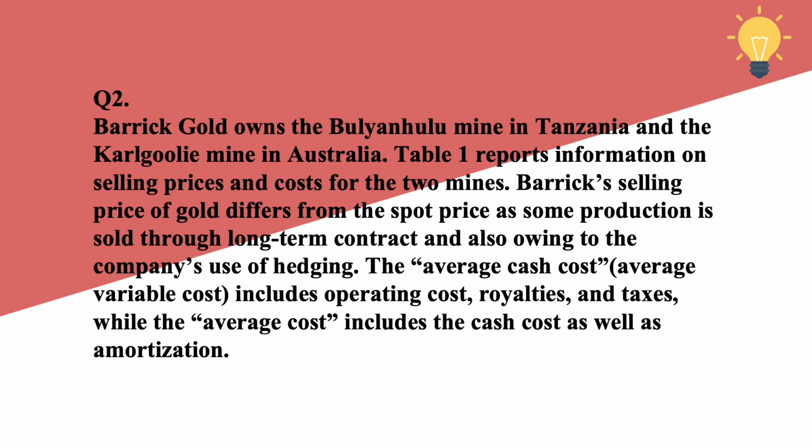Question 2. Barrick Gold owns the Bulyanhulu mine in Tanzania and the Kalgoorlie mine in Australia. Table 1 reports information on selling price and cost for the two mines. Barrick's selling price of gold differs from the spot price as some production is sold through long-term contract and also owing to the company's use of hedging. The average cash cost, average variable cost, includes operating costs, royalties, and taxes, while the average cost includes the cash cost as well as amortization.